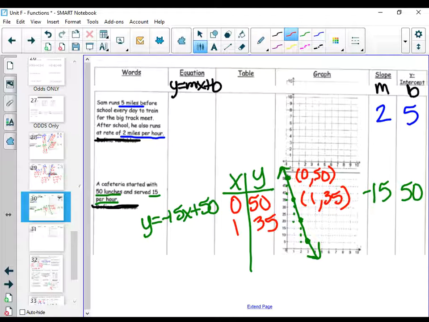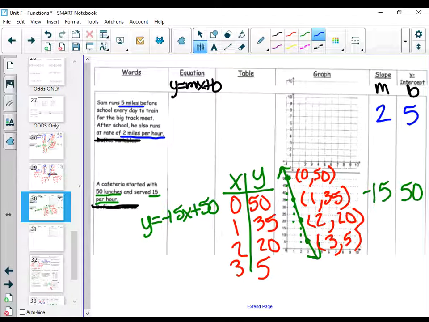You started with 50, and you take away 15 per hour. 50 minus 15 gives you 35. The next hour, I'm at 35, and I'm going to take away 15 more, so hour 2, I'm at 20. And the last hour that we were able to fit on our graph was the third hour, and I was at 20. Take away 15 more, that would leave me at 5, so 3, 5. Hopefully you're recognizing the connections between the equation, the table, and the graph.